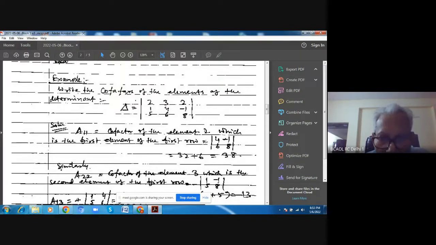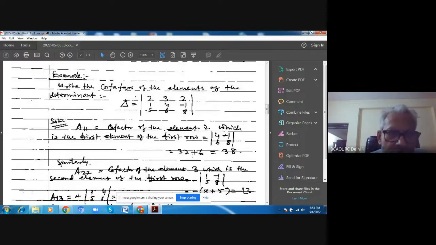So we will not write 2, we will simply put 4, 6, -1, 8, 2, as we do for a determinant. Same thing, the only thing is that at the time of cofactor the element will not come. That's all. That is the difference. So the cofactor of this element is this, ultimately 38. So we can write the cofactor of element 2 is 38.